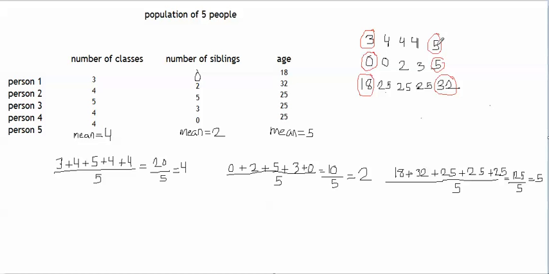To calculate the range, we just subtract the lowest number from the highest number. 5 minus 3 is 2. 5 minus 0 is 5. And 32 minus 18 is 14. We can see that as the spread is increasing, the lowest and highest numbers are getting further apart, and the range is getting bigger. Let's write the range of each column of data.